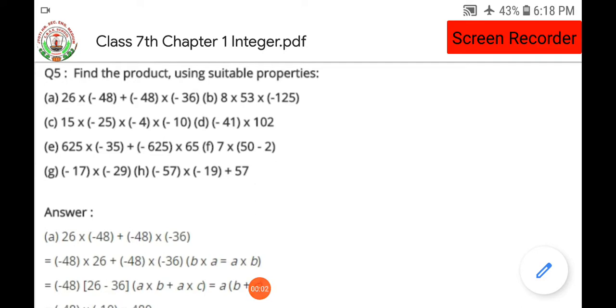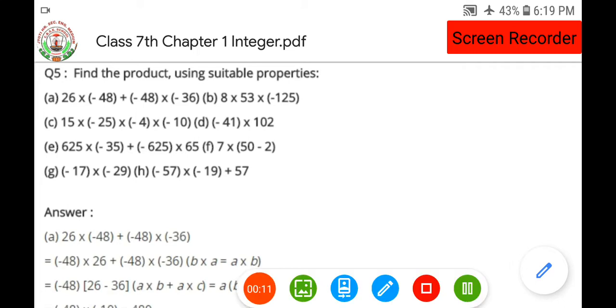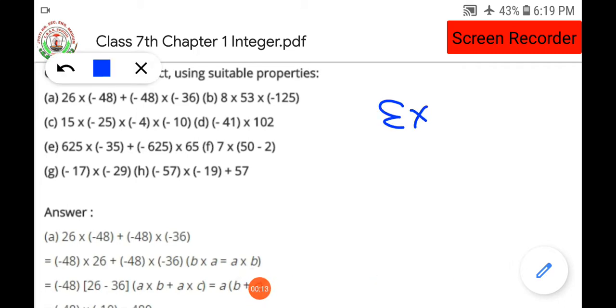Good morning to everyone. Today we are going to see exercise 1.3 question number 5 from chapter 1, Integers. Which exercise is this? This is exercise 1.3 question number 5.